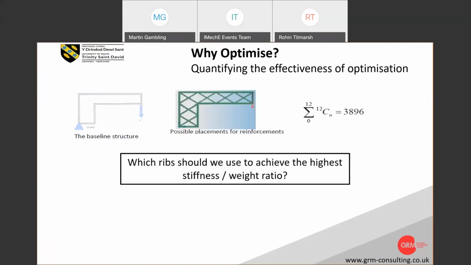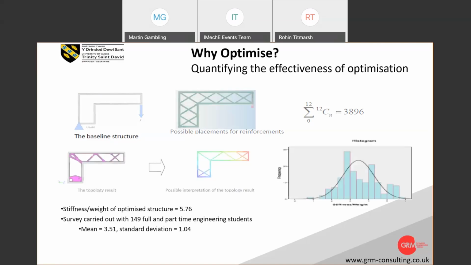And he filled it with the ribs you see on screen there. And he said, which ribs should I keep to get the highest stiffness to weight ratio? So there's apparently 3,896 different permutations you can pick. And he said, just on a bit of paper, draw lines where you think it should be and give us your answer. And so he did that, and these are the results he got.